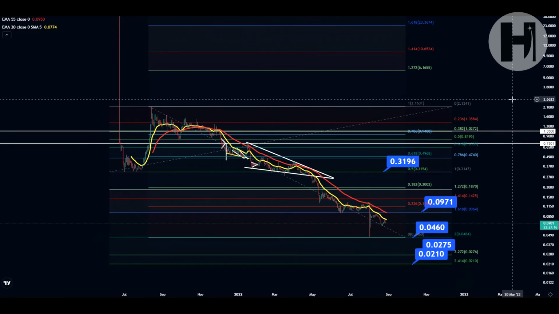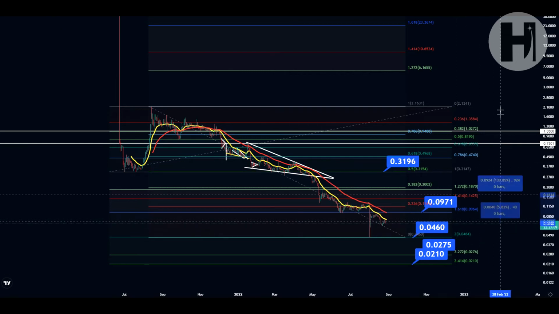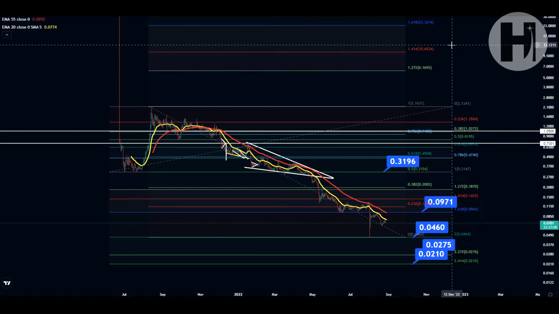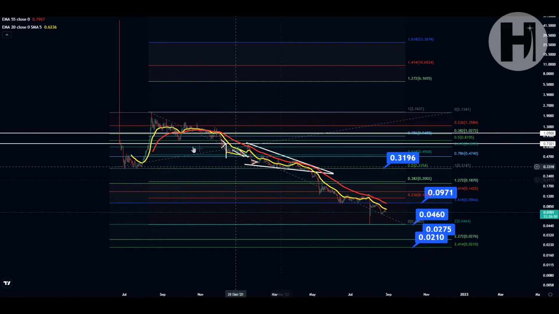I would be a little more conservative, and I would look at the 1.272 here, which is at $6.16. From where we are right now, that is a 9,000% trade. That looks more believable. CQT could definitely get to those prices if everything goes right, if we don't get any bearish news from the project, then I don't see a problem with this happening because the market cap isn't that big, and we've been in this super, super long downtrend ever since this peak in August, right?